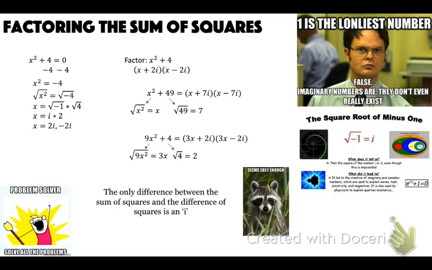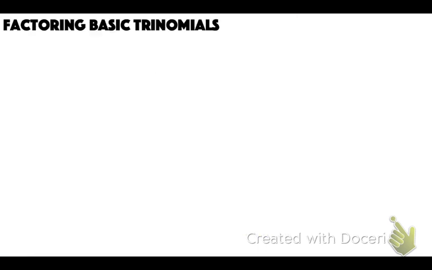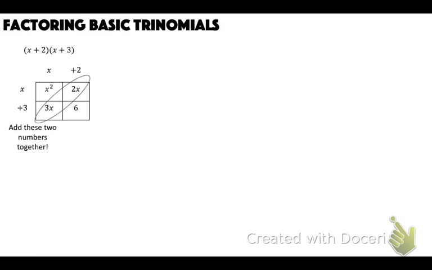Seems easy enough. Okay, last one, factoring basic trinomials. So we've been using the box to multiply. So let's see if we can use the box to factor, to work backwards a little bit. So if we have x plus 2 and x plus 3, if I multiply that out, I get x squared, 2x, 3x, and 6. Adding these two numbers together, you add those two numbers together, and you multiply 2 and 3 to get the last number.